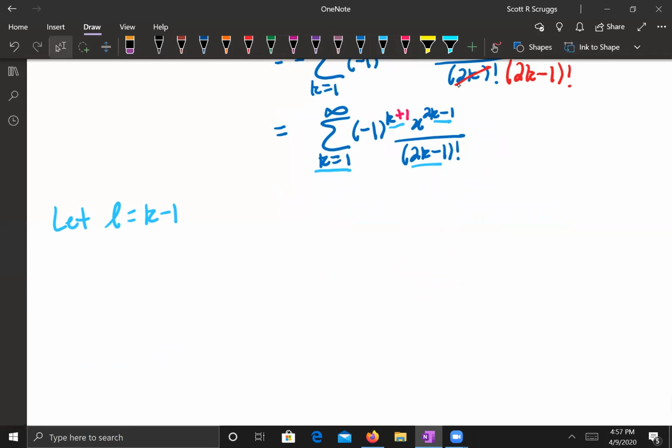So because L equals k minus 1, what that's going to do is L plus 1 equals k, which means L plus 2 is going to equal k plus 1. So k plus 1 is taken care of now.